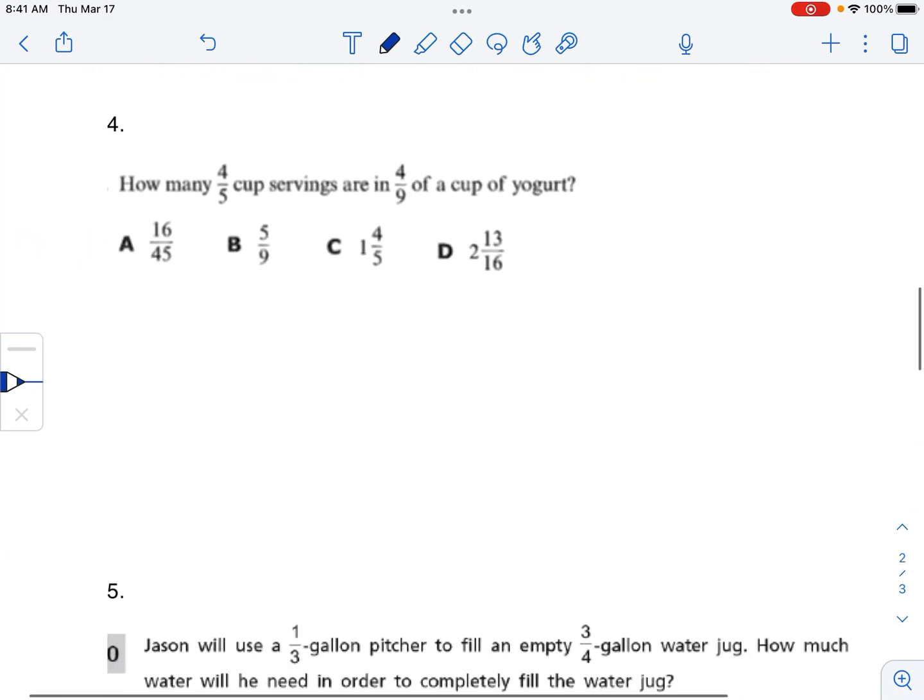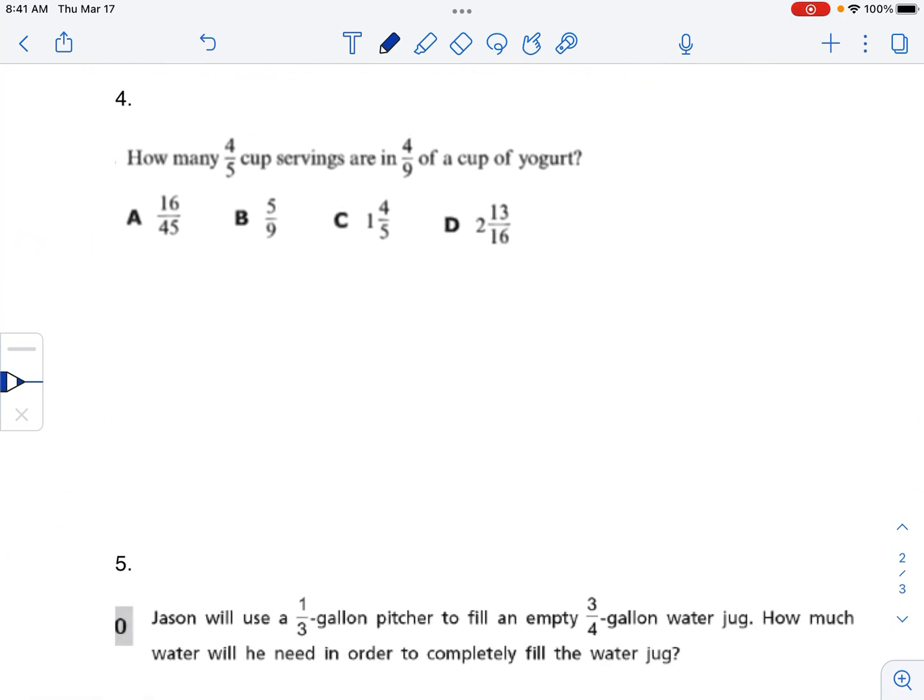All right, let's go to number 4. How many 4/5 cups of servings are in 4/9 of a cup of yogurt? So we want to know how many 4/5 we can make out of 4/9. So that means 4/9 is our whole, or the total amount we have, and we want to divide it by 4/5.